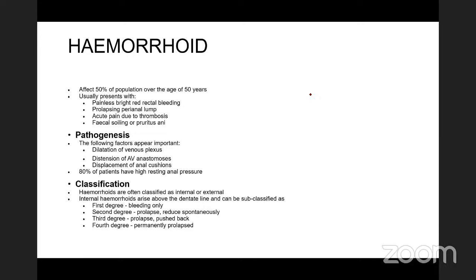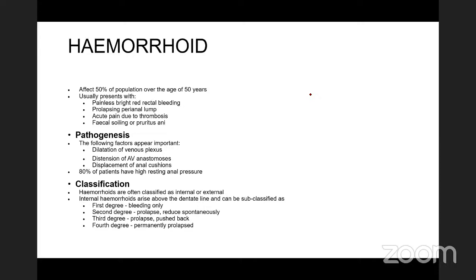The classification of hemorrhoids: hemorrhoids are often classified as internal hemorrhoids or external hemorrhoids. Hemorrhoids that are above the dentate line are termed internal hemorrhoids. They are covered with mucosa, while hemorrhoids that are below the dentate line are external hemorrhoids. They are covered with perianal skin.